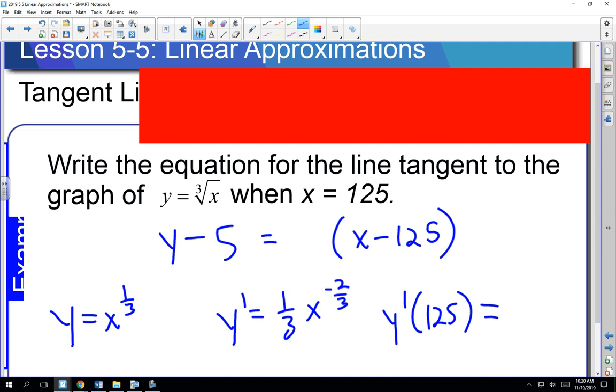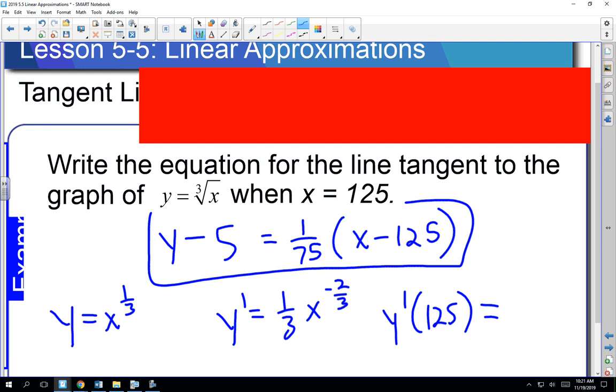All right, what do you guys get for y prime at 125? Plus 5? Oh, no. 1/75. So that's the tangent line.